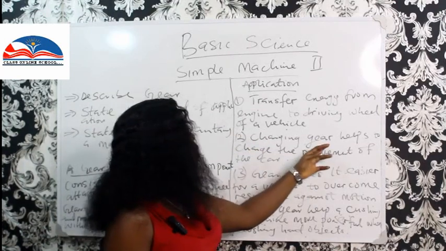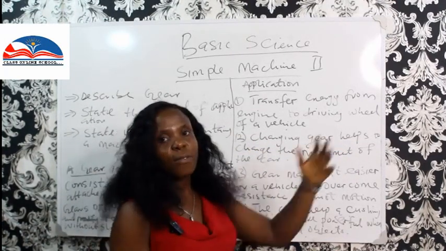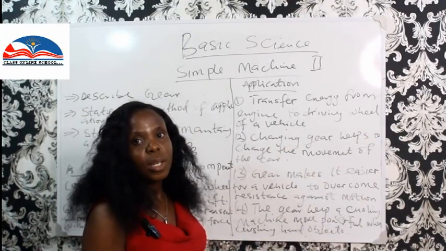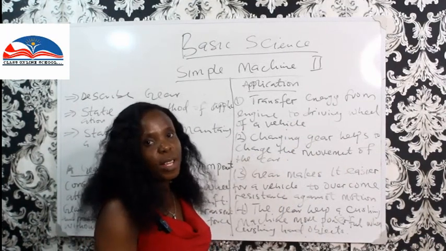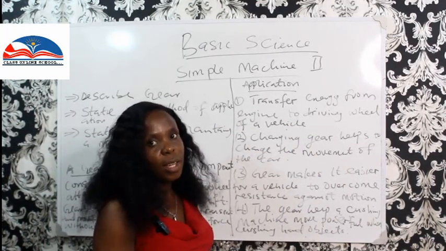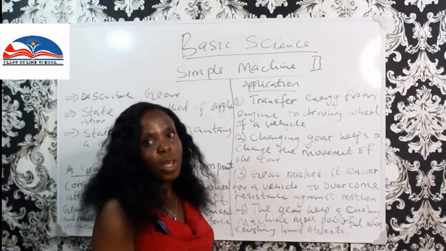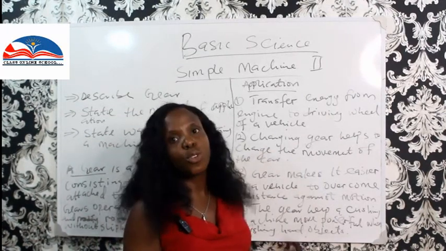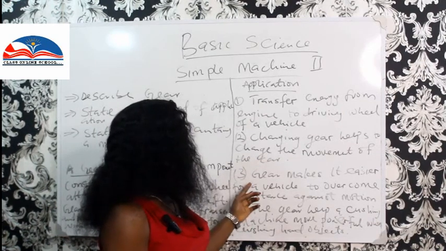2. Changing gear helps to change the movement of the car, either faster or slower. If there are obstacles on the road, let's say you're going to climb a hill. If you are moving too fast, you are going to change the gear to move at the pace at which you'll be able to climb the hill. If you are moving too slow, you are going to put it in a gear that will help you to surmount that obstacle, climb the hill very fast.